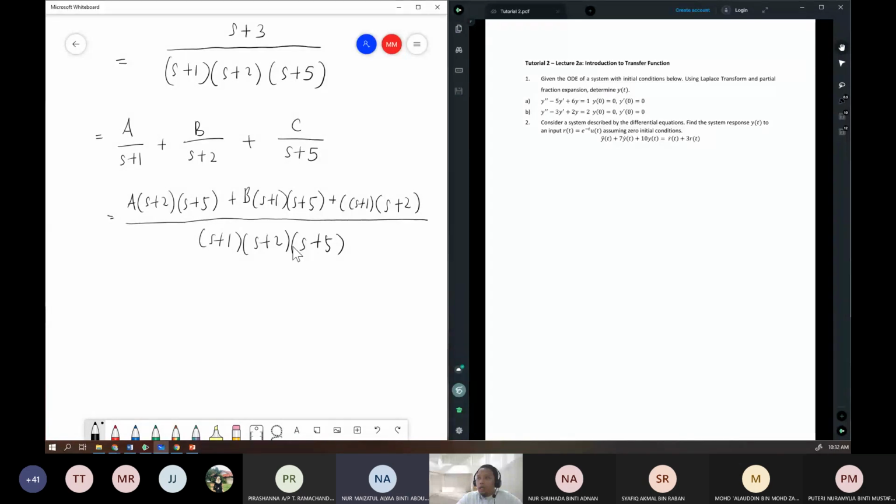So firstly, if s equals minus 1, we get A. So compare with this one. Minus 1 plus 3, so 2 equals A times 1 times 4. So we get A equals 1 over 2.